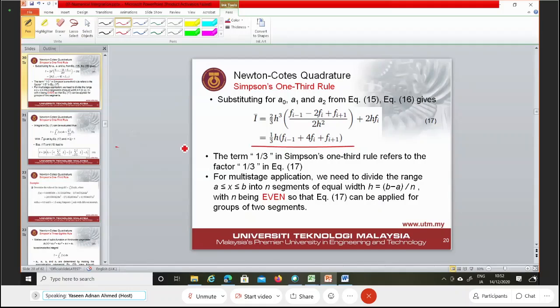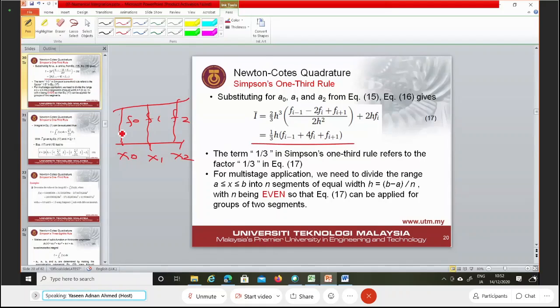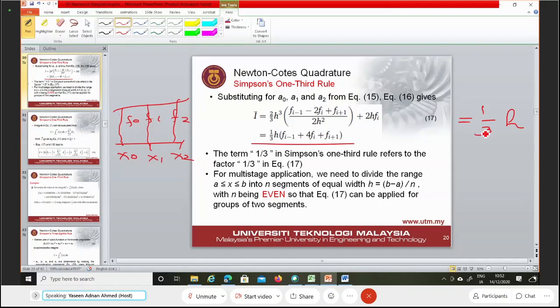For example, this is x0, this is x1, this is x2. This is the minimum, right? 3 ordinates. So you already know f0, f1, f2. These are the ordinates. You want to find the area under this from x0 to x2. So this is the formula: 1/3 H. You need to remember this one. That's why we call this the 1/3 formula. The multiplier is 1/3 H.